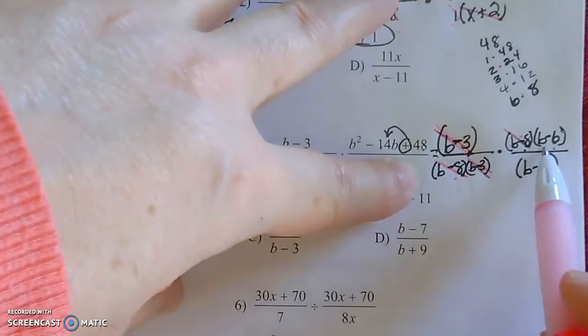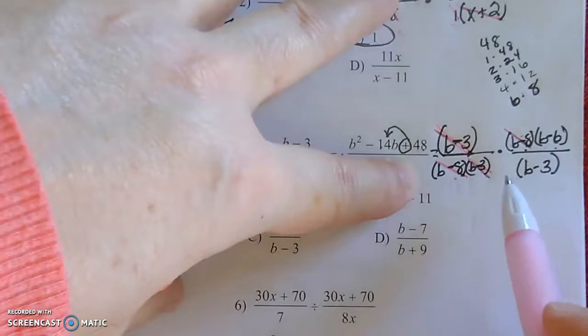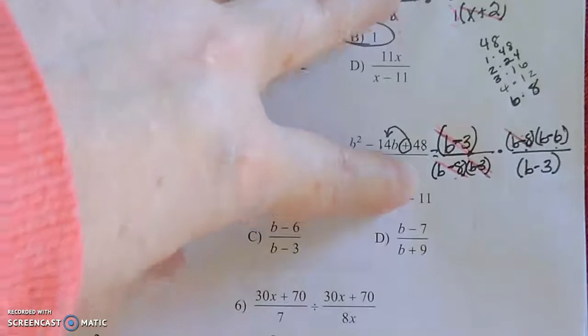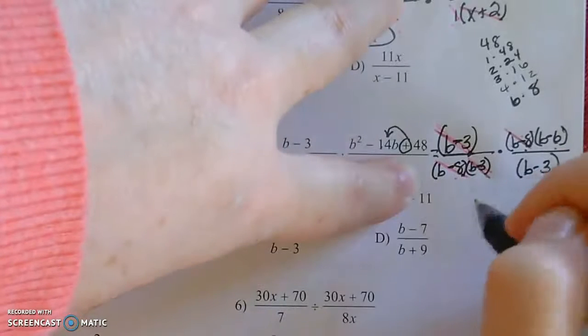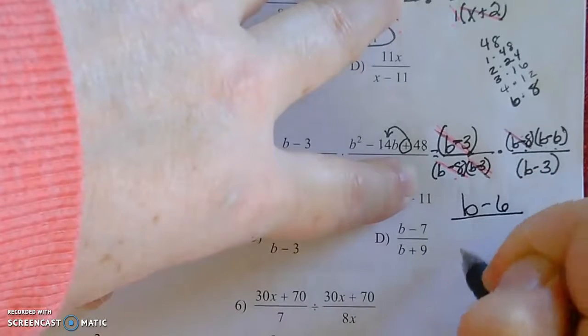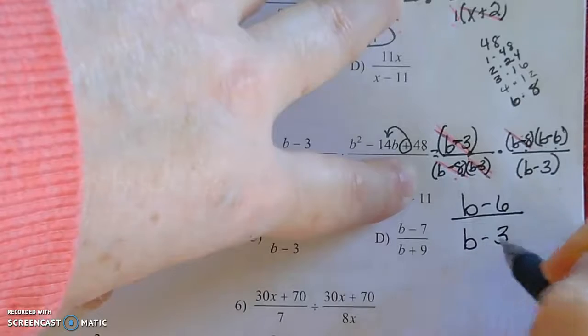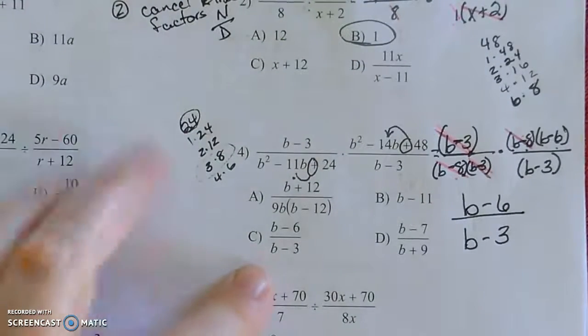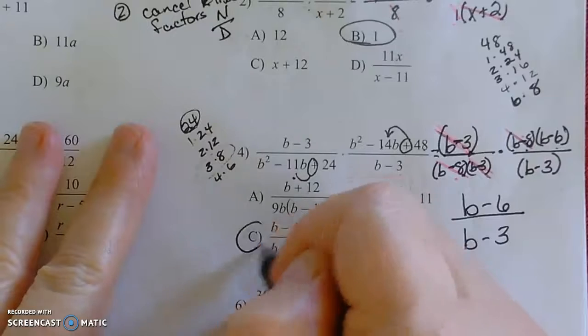Okay, now I have a b minus 6. Do you have a b minus 6 anywhere in the bottom? No, I do not. So my answer is whatever's left over. B minus 6 left over in the numerator, B minus 3 left over in the denominator. And that matches up with C, as in chicken.